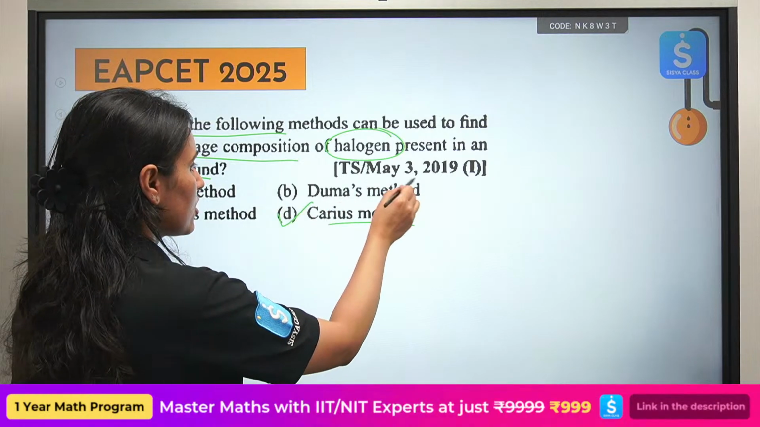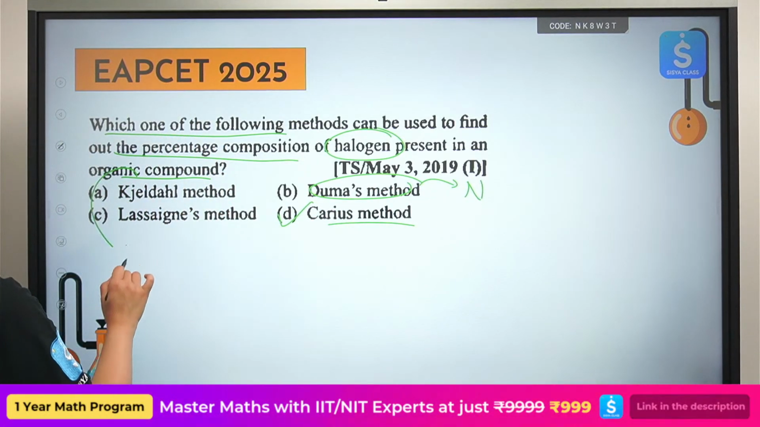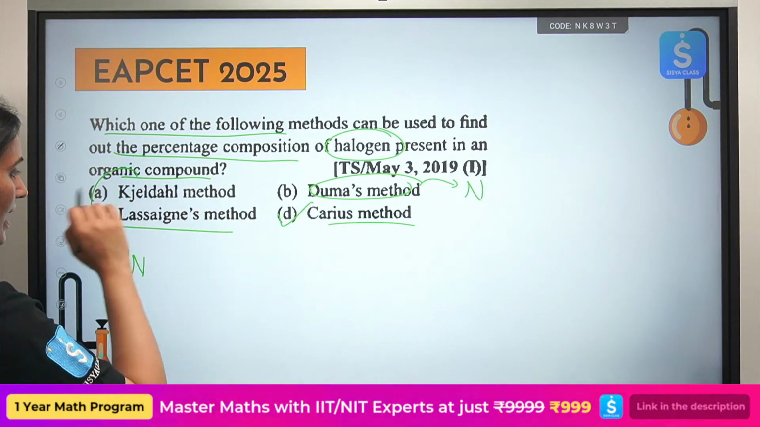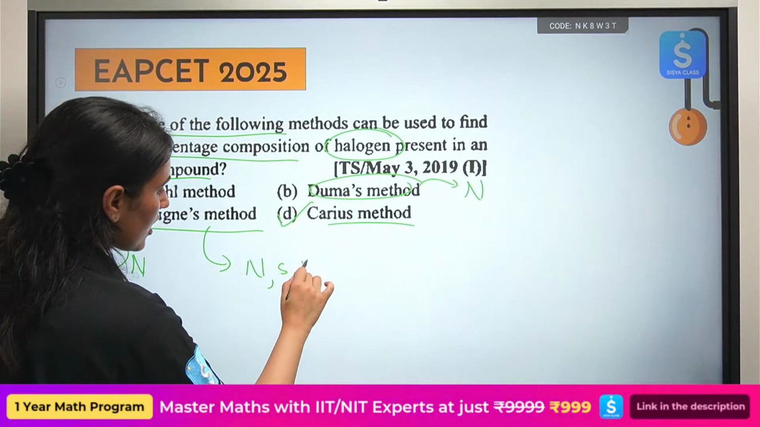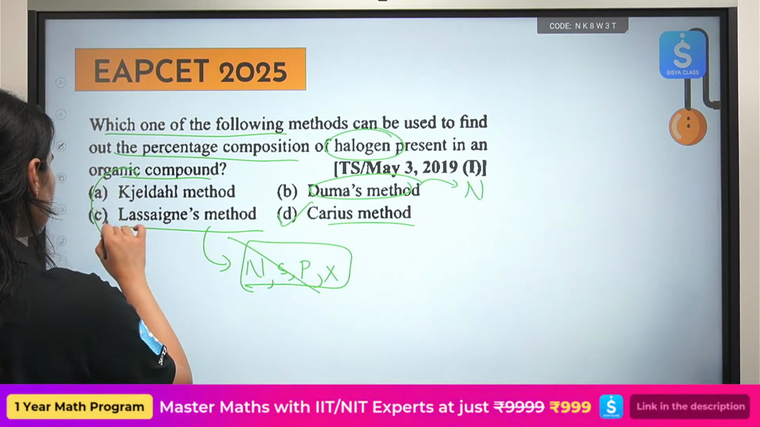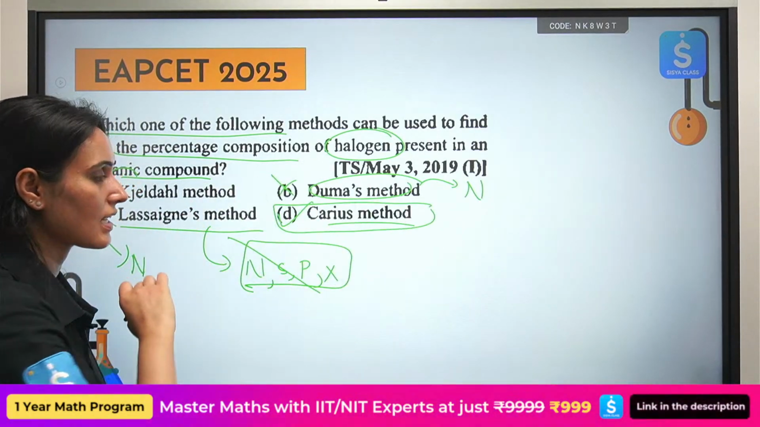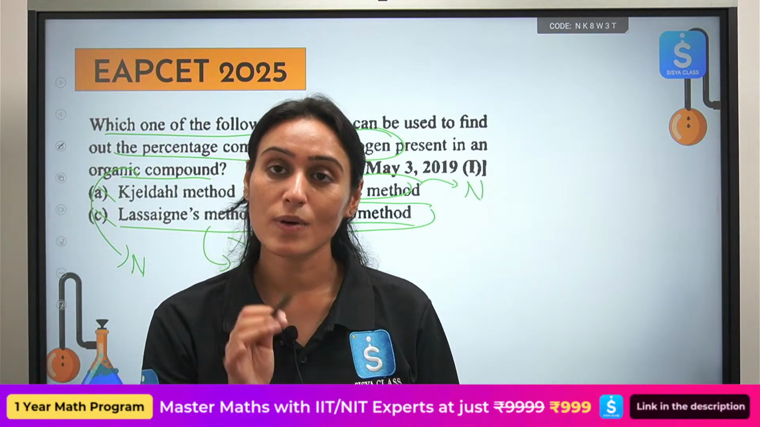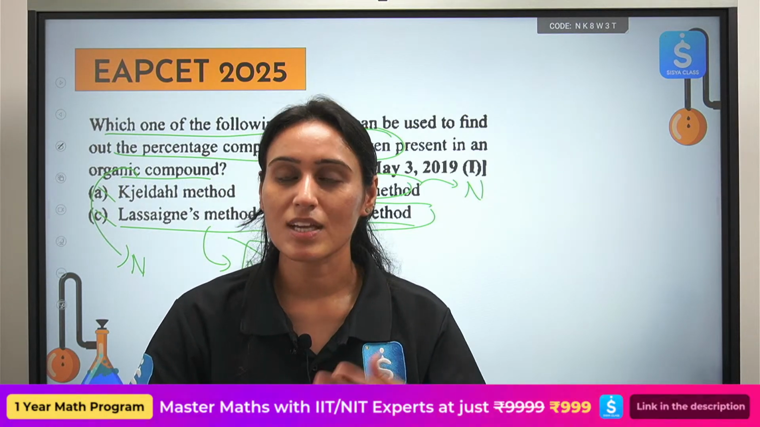Carius method. Dumas method is used for estimation of nitrogen. Kjeldahl method also for nitrogen. Lassaigne's method is used for nitrogen, sulfur, phosphorus, and your halogens. Okay, so not this, not this, not this one. Carius method is our correct answer. Okay, so they can ask you questions based on what type of method you are using to estimate also. Just the name of the method and your task is done.